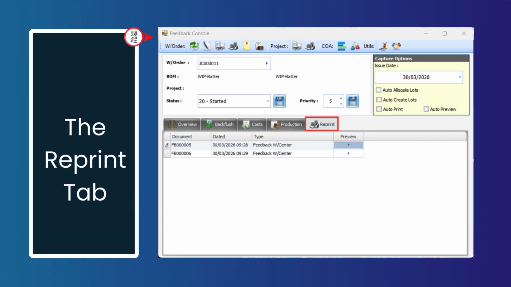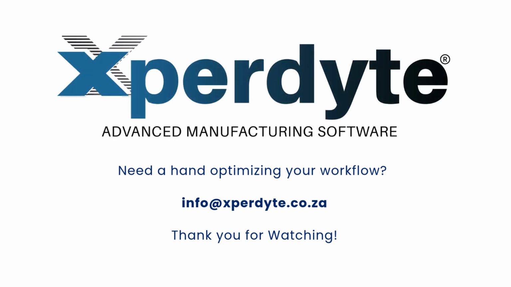Finally, the Reprint tab keeps a list of every entry you have already captured. If you need to print a document again, like a raw material issue slip, you will find it all right here. That is a quick look at the Feedback Console.